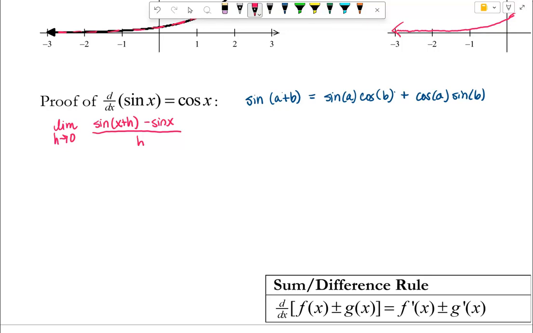So if I use that to rewrite my numerator, I could now rewrite this as the limit as h approaches 0 of the sine of x times the cosine of h plus the cosine of x times the sine of h. And again, when I did that rewrite just now, all that is this first term in our numerator, the sine of x plus h. So we still have to subtract the sine of x from that. And again, this limit is all over h.